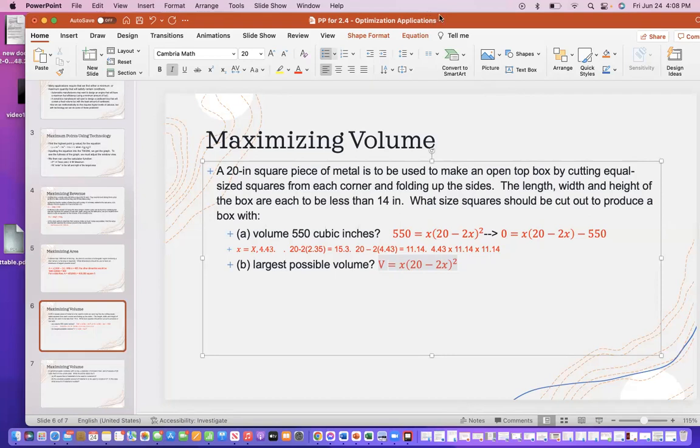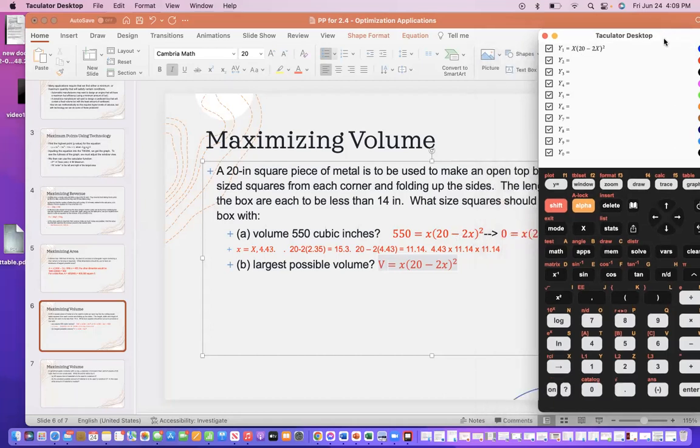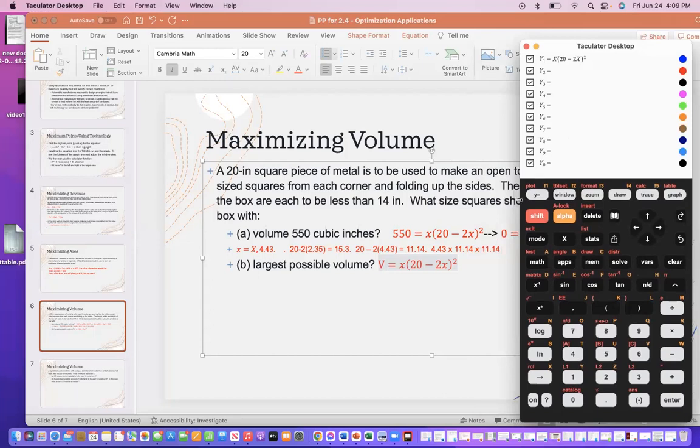So going back to my calculator, we've already got this typed in there, but the one thing we want to get rid of is the subtraction of 550. So I'm going to delete that part because that was not part of my original function. And we were using that to find the dimensions to get that specific area. So we just want y equals x times 20 minus 2x squared. Let's go ahead and hit the graph for this. You can see this is way off my curve here.